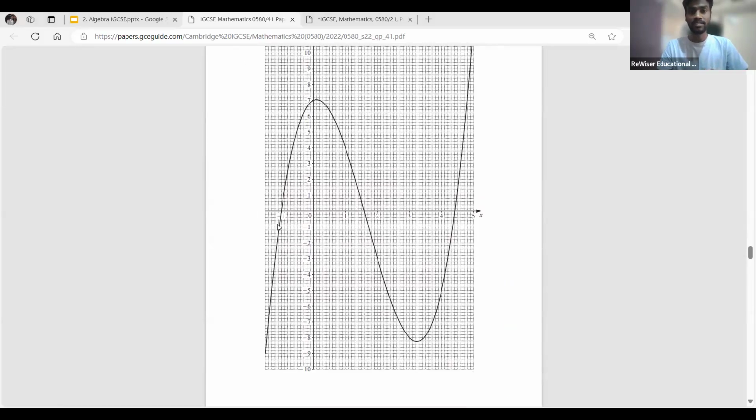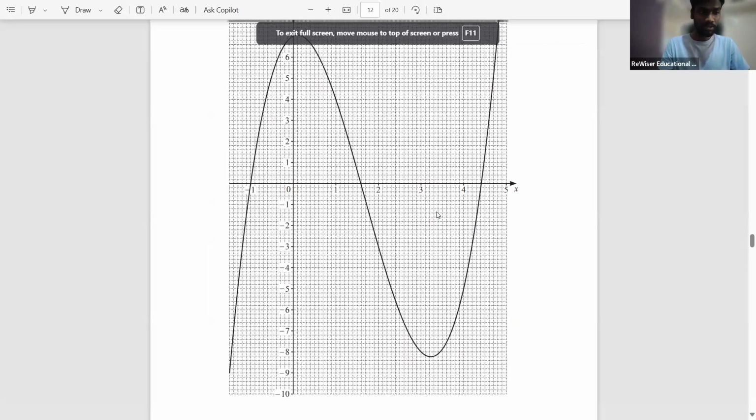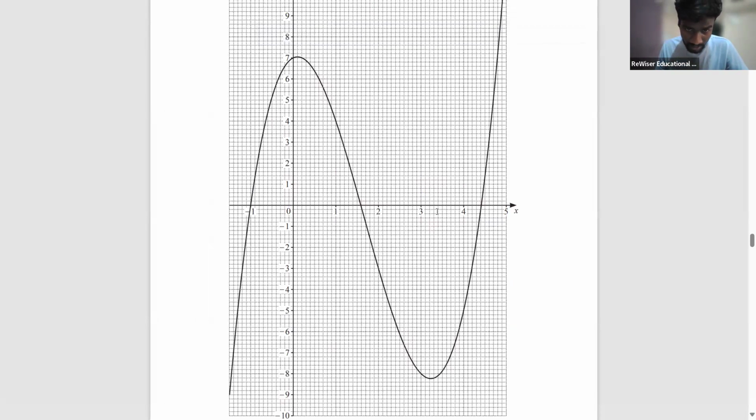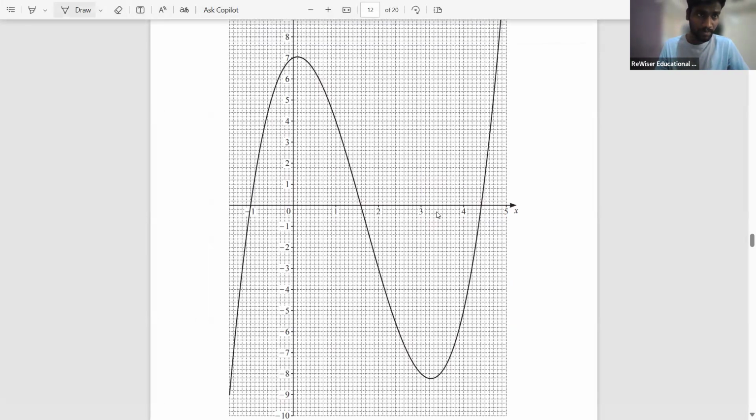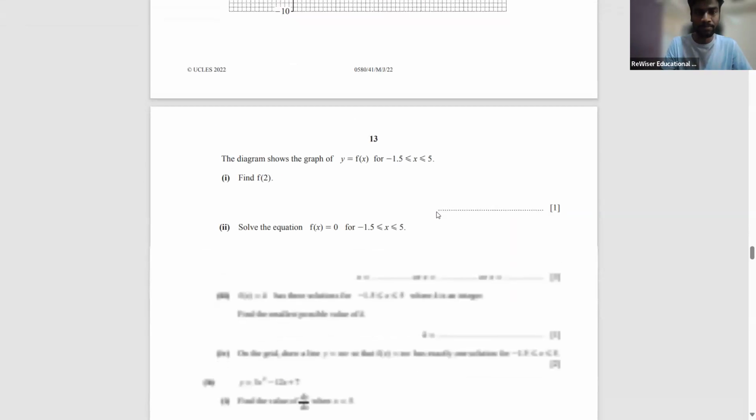f of 2 means the value of the graph when the x coordinate is 2. When the x coordinate is 2, I can clearly see the point is somewhere here. This is clearly between negative 2.8 and negative 3, so it's going to be negative 2.9. And this is the answer.